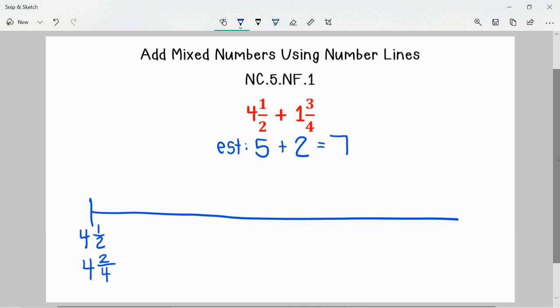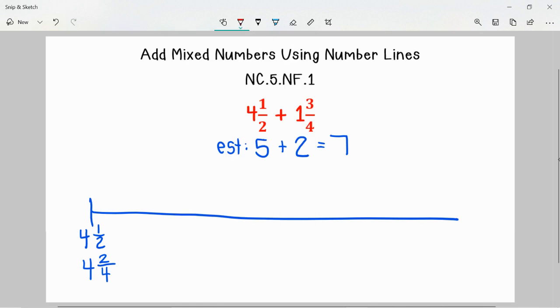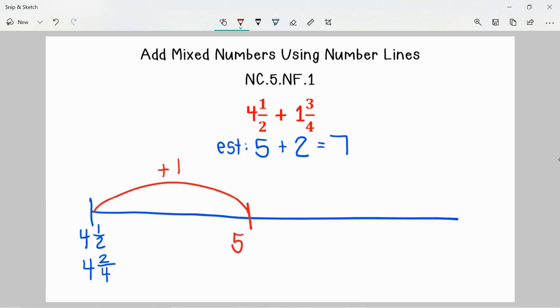So we've got our number line started at 4 1/2 or 4 2/4, and now we need to add 1 3/4 to that. So the first thing I'm going to do is just add the 1 whole. So I'm going to show a jump of 1. And I know that 4 2/4 plus 1 whole would be 5 2/4. And now I know that I still have 3/4 that I need to add to that.